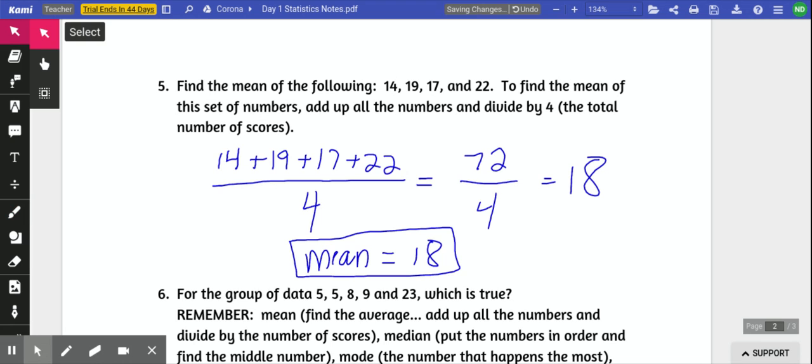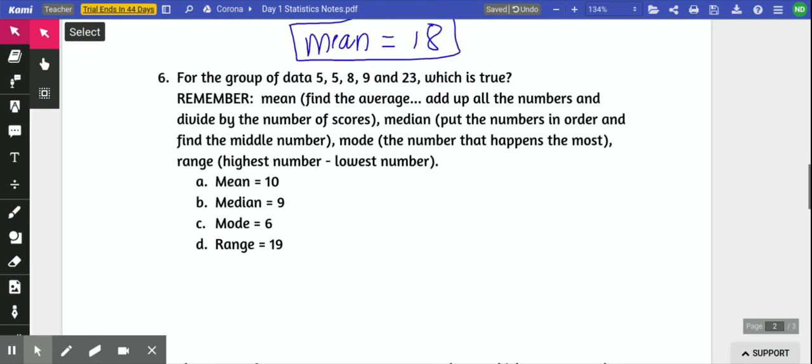Okay, the next couple questions, 6 through 10, just require a couple of steps because we're going to be comparing the mean, median, mode, and ranges. A lot of them are very similar, so I'm just going to do a couple of them with you, and then you should be good to start that Google form.